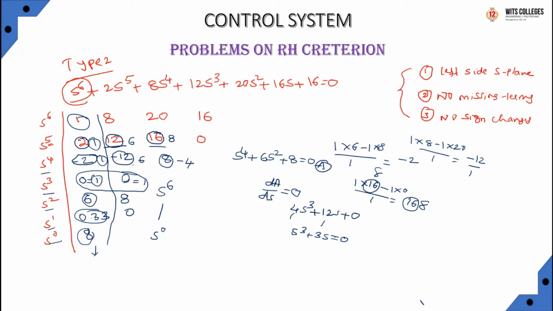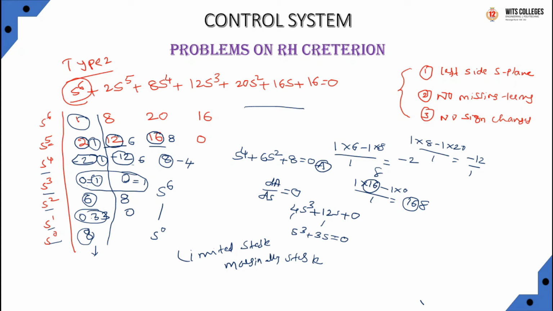But here we consider the zero values. In place of the zeros, we consider the auxiliary equation. In that case, the system is said to be marginally stable. By using the RH criteria, the system is said to be what kind of stable: marginally stable, limitedly stable or conditionally stable.